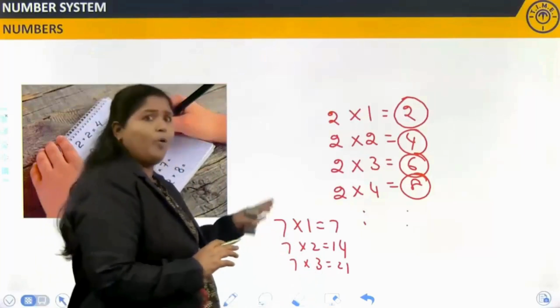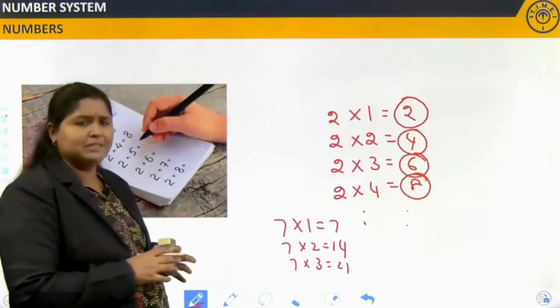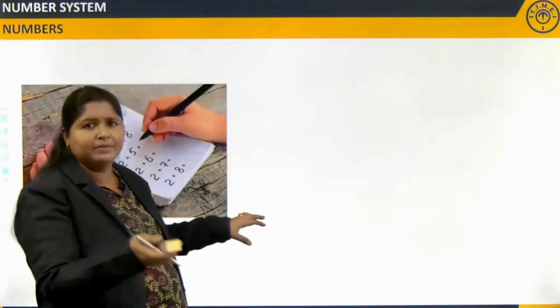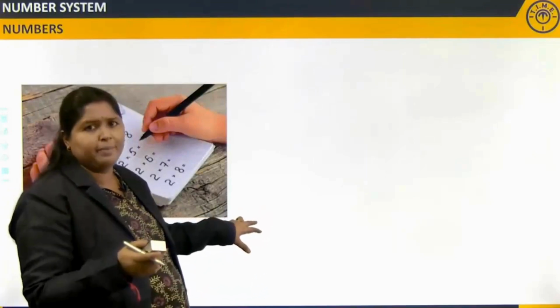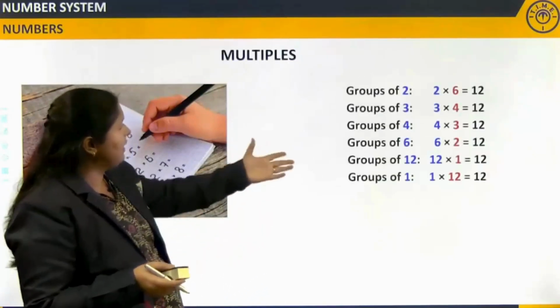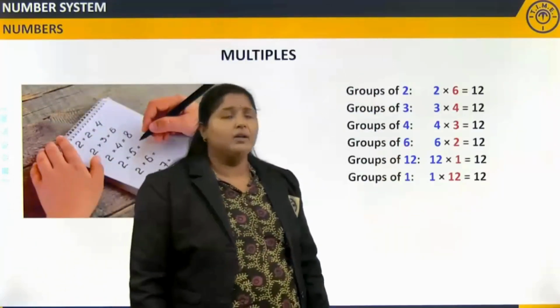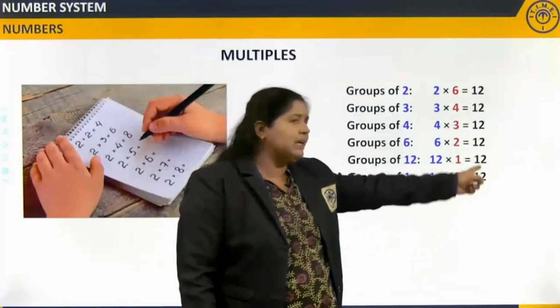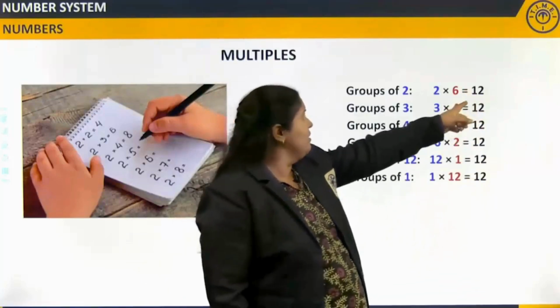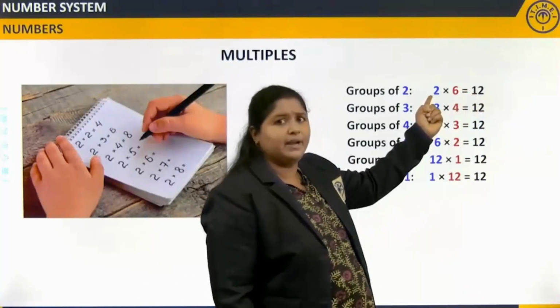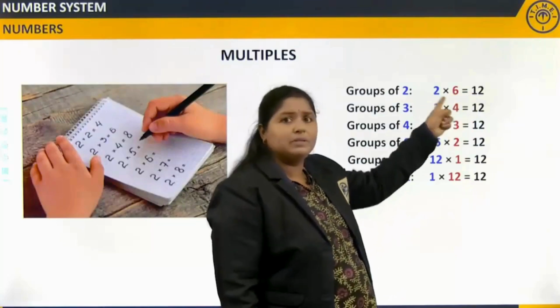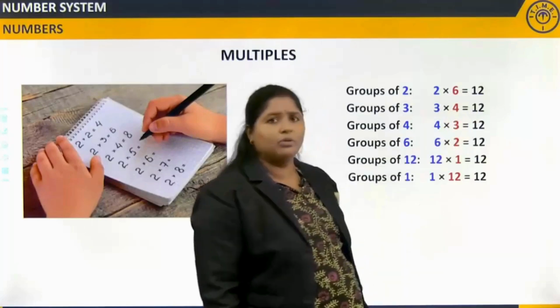Okay, so I hope you now understand what are multiples. Let us take the same cookies example that we saw under factors. These are the different groups we got, right? Like I told you earlier, 12 is the product you are getting in each case. So what do you think? Here 12 is a multiple of 2, I can say, right? 12 is a multiple of 6, 12 is a multiple of 3, 12 is a multiple of 4, right?